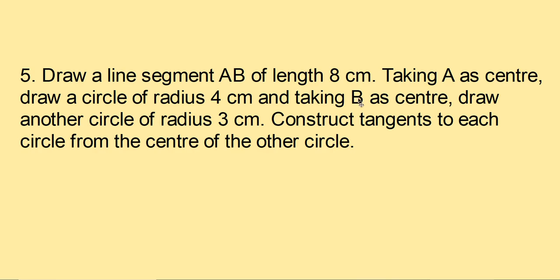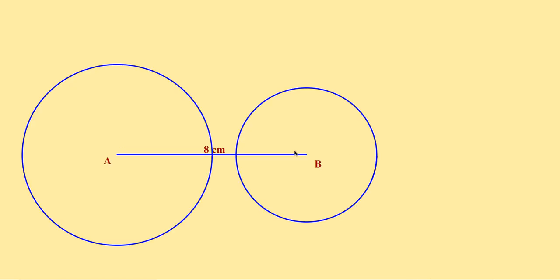Now, construct tangents to each circle from the center of the other circle. That is, you have to draw a tangent to the circle with the center A from B and tangents to the circle with the center B from A. So first let us draw the perpendicular bisector of AB.